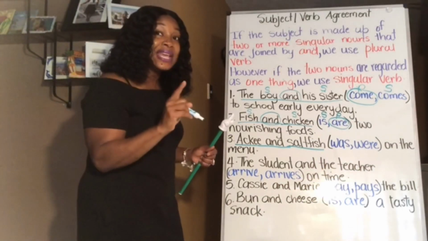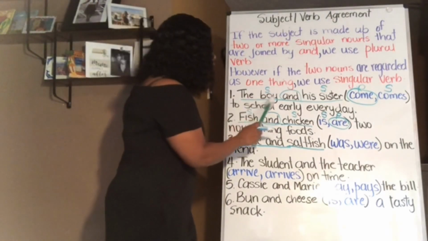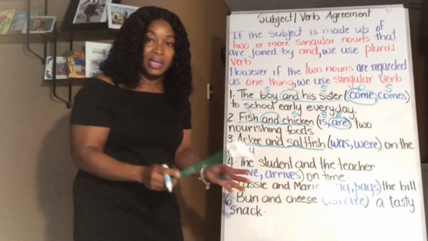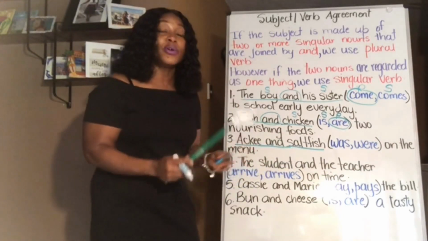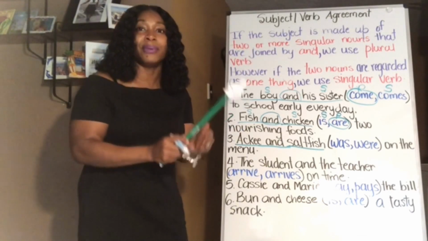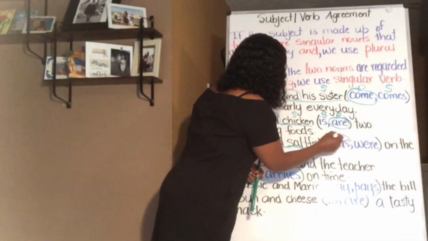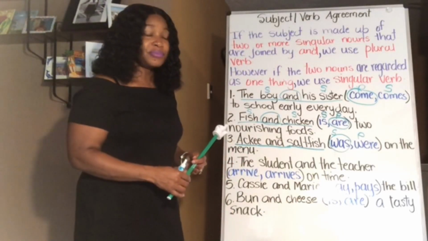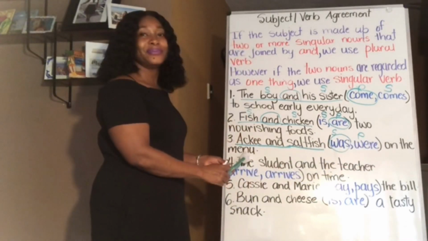Therefore, in this case, we need the singular form of the verb. So remember, if they are not regarded as one, like the boy and his sister, those are two separate persons, not regarded as one person. But ackee and saltfish, even though they are two separate items, they are regarded as one because it makes up a dish, one dish. So ackee and saltfish was. So was is singular, were is plural. So ackee and saltfish was on the menu.